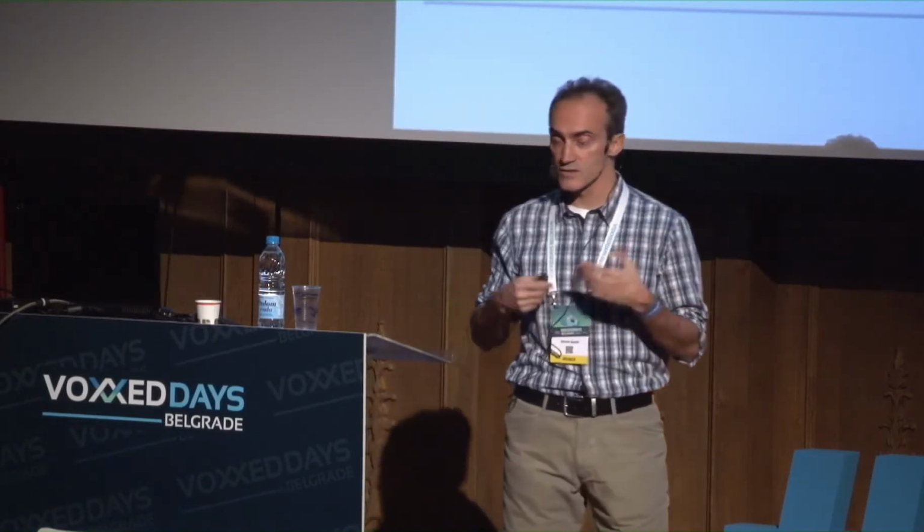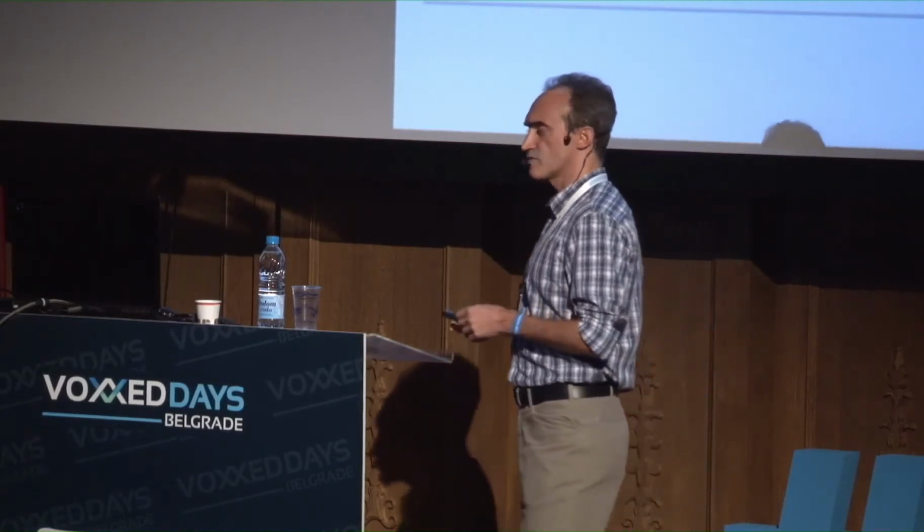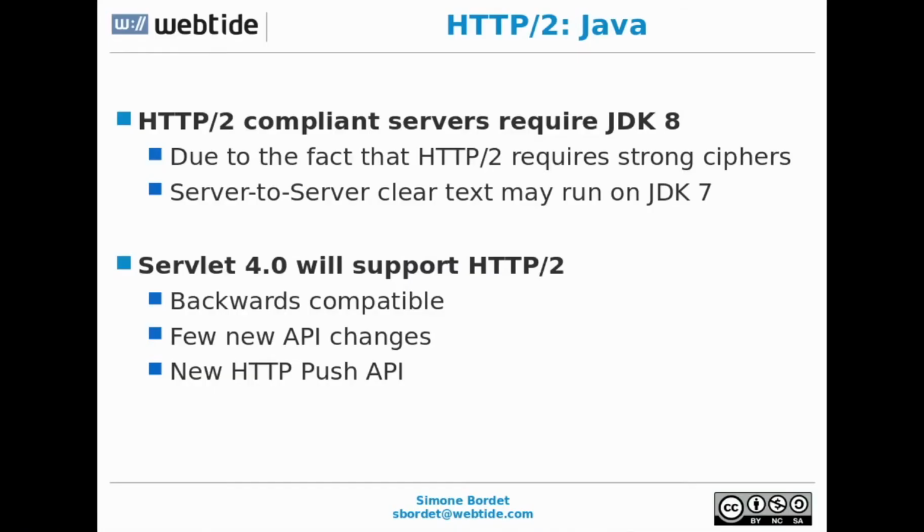So do you have an action to make? Well, maybe you want to remove all those hacks that you were using. Remember, domain spriting, image spriting, domain sharding and stuff. Complications, just because of workarounds for HTTP 1.1, you can remove them. They're not needed anymore. So HTTP2 servers require JDK 8.